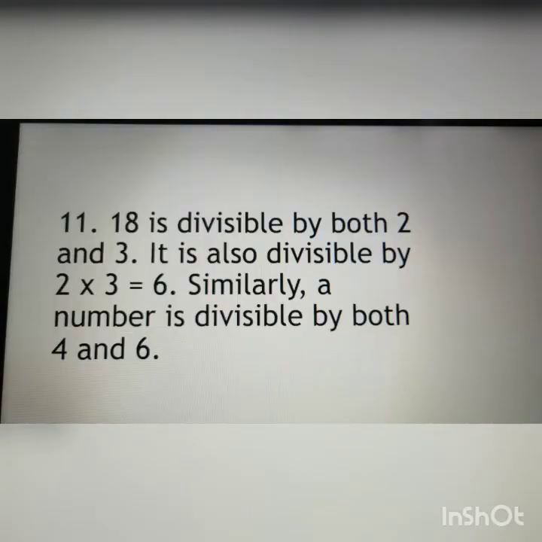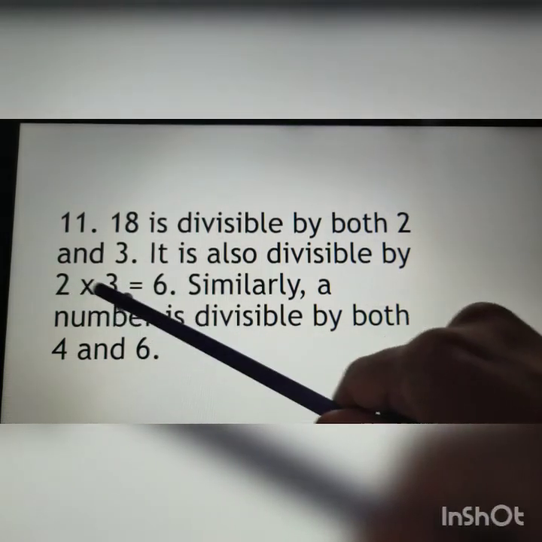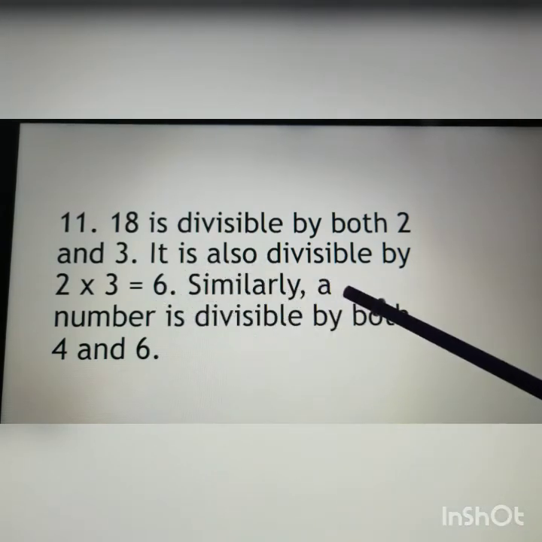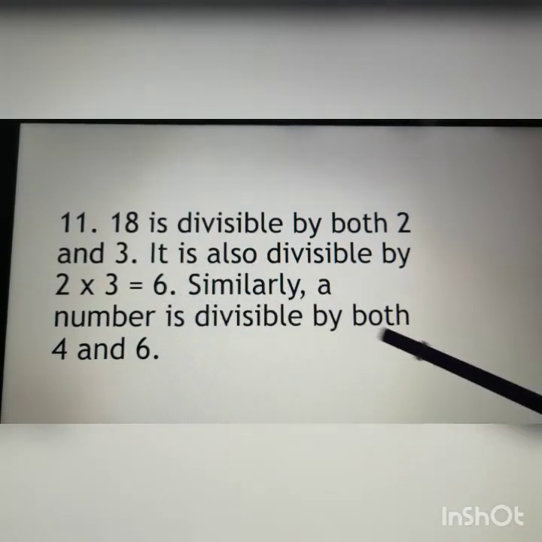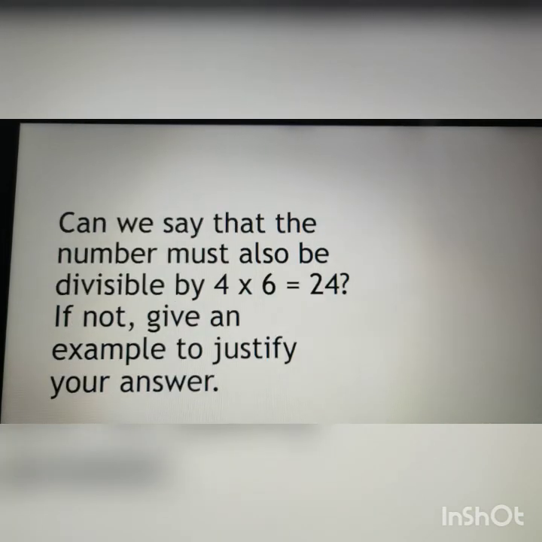Question number 11. We have to check if a number is divisible by 6 and 4, then it is divisible by 24 or not. 18 is divisible by both 2 and 3. It is also divisible by their product 2 into 3 is equal to 6. Similarly, a number is divisible by both 4 and 6. Can we say that the number must also be divisible by 4 into 6 is equal to 24? If not, give an example to justify your answer.